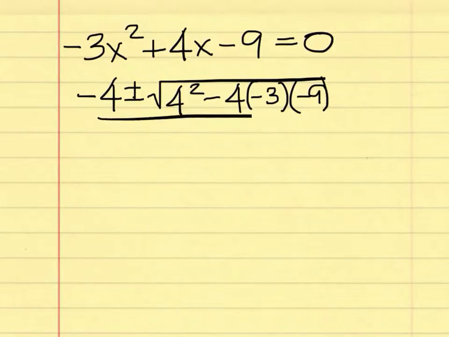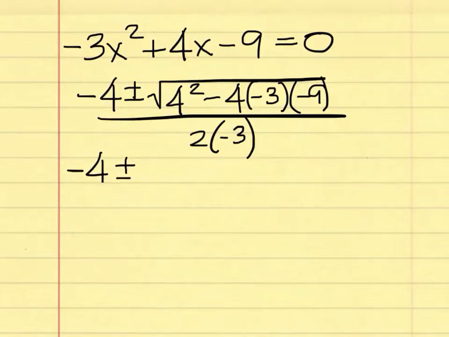And all of that is over what? Yeah, it would be 2 times negative 3, which will eventually be negative 6. Yeah, she's right. So that's the whole first step. Now I have a negative 4 that's going to stay the same, plus or minus.